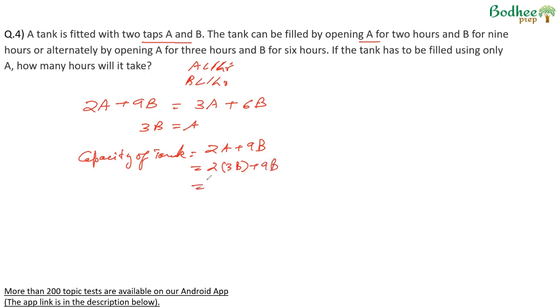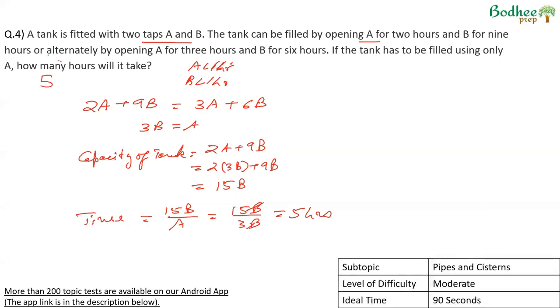Therefore, 3 to the 6 plus 9, 15B is the capacity of the tank. Time taken to fill the tank by A alone will be capacity of the tank upon efficiency of A. A again we know is 3B, and therefore 15 by 3 or 5 hours is the time that A alone will take to fill the tank.